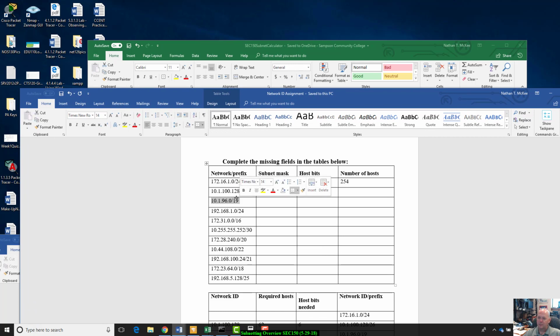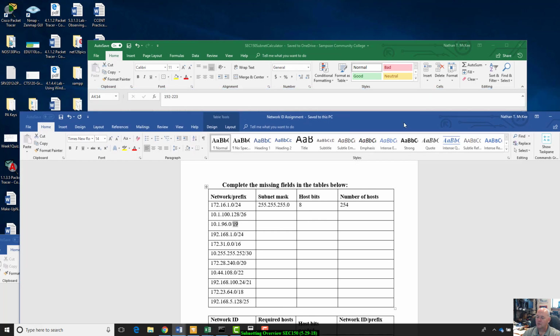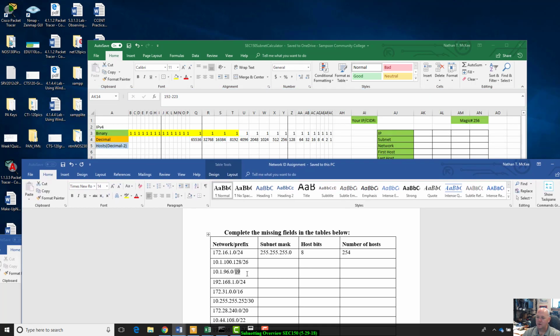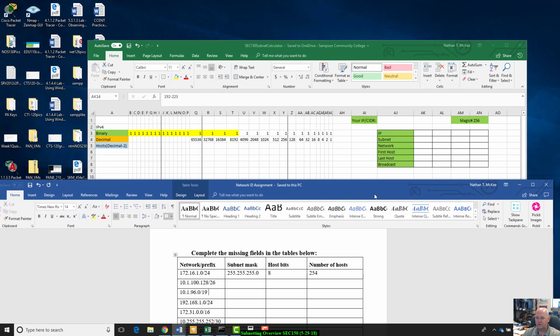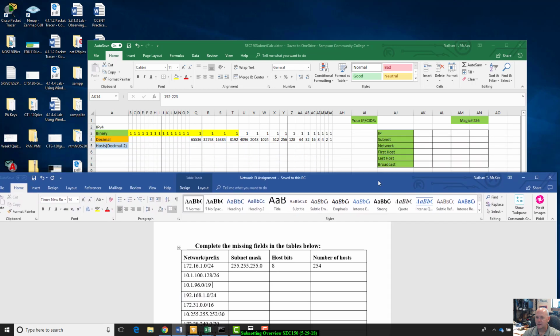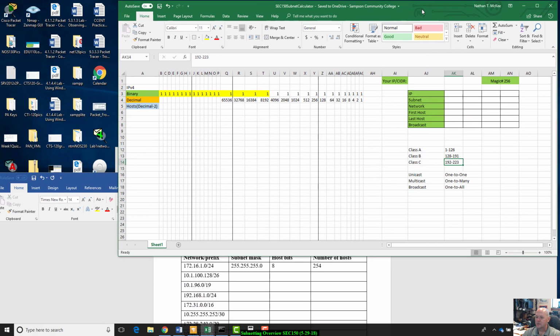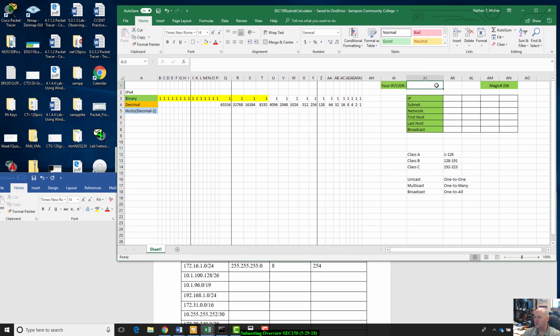Here's a good one right here: 10.1.96.0 with a CIDR notation of 19. Basically that 19 is saying cover up 19 of the leftmost bits for the network mask, and then the rest is left for the hosts. So you're going to have a whole bunch of addresses. I'm just going to show you how I do it: your IP and CIDR notation right there.